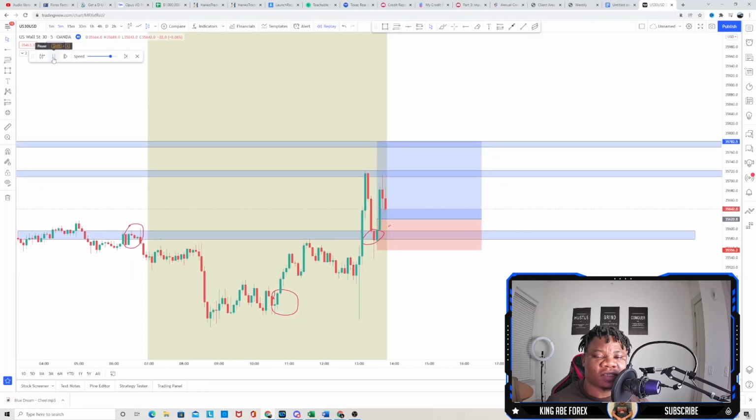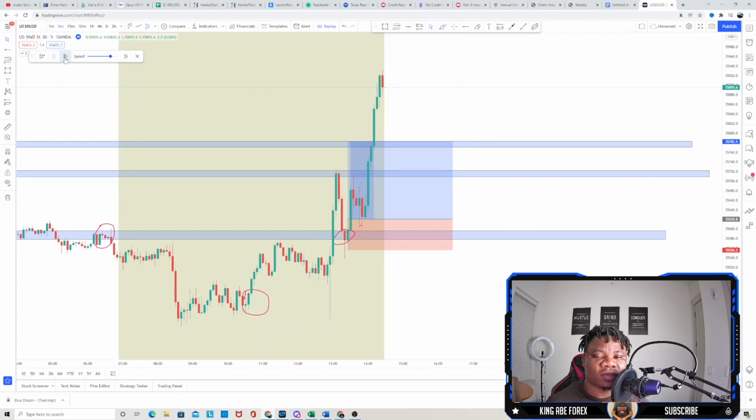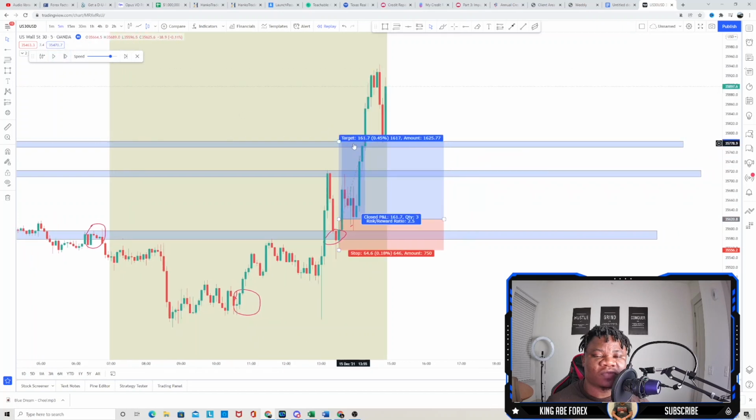Let's take a look and see. Right there, we have our take profit smashed for 1600 pips, stop loss 600 pips, risk to reward ratio 2 to 5. And if we take a look at the time, this entry happened at 13 o'clock, which is 1 p.m. my time. So you would have had this entry at 1 p.m. my time. If it's Eastern Standard Time, then we're looking at 2 p.m.